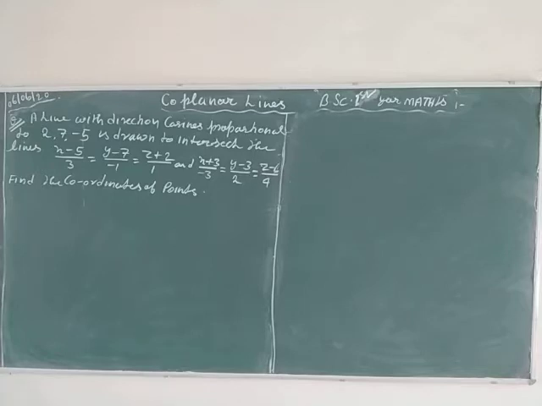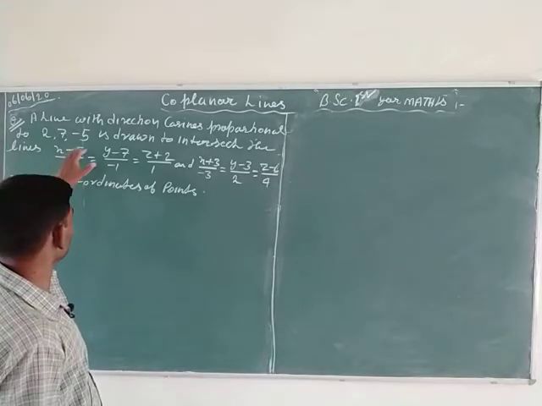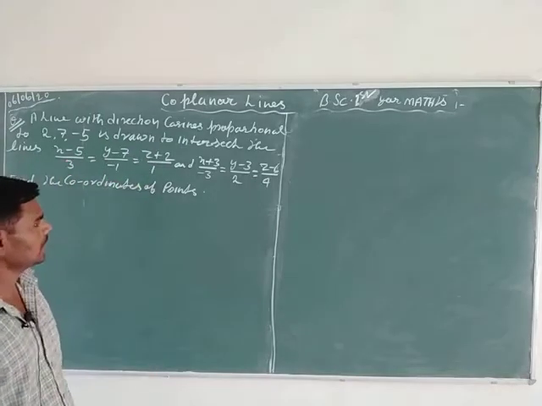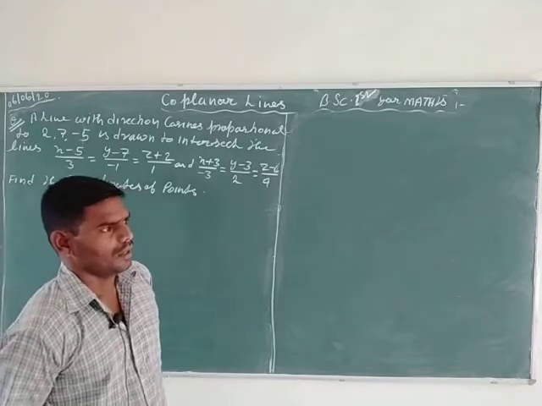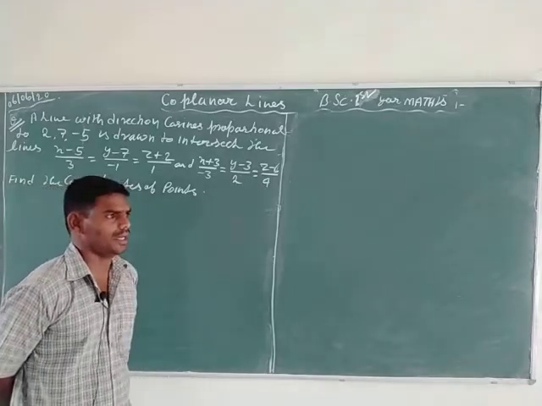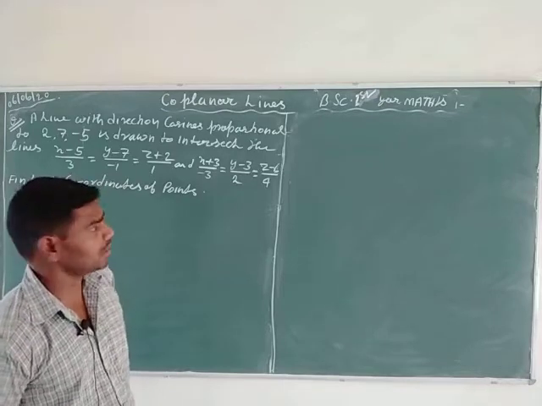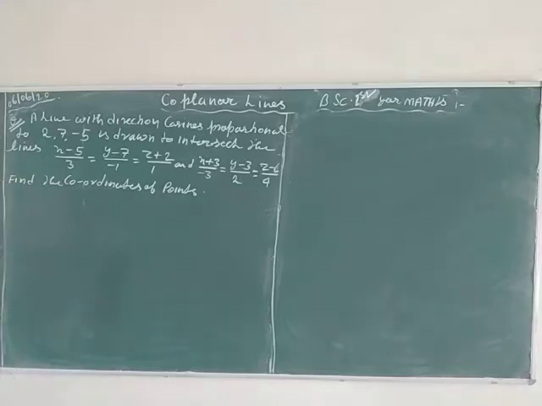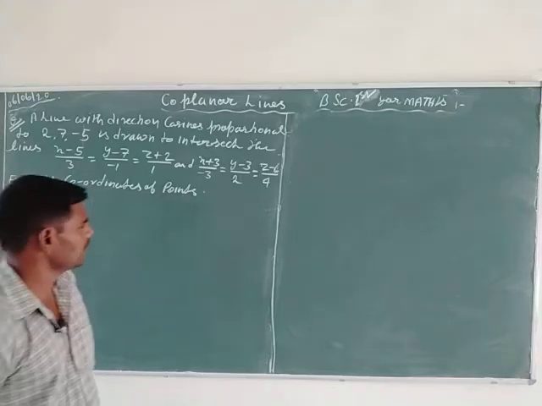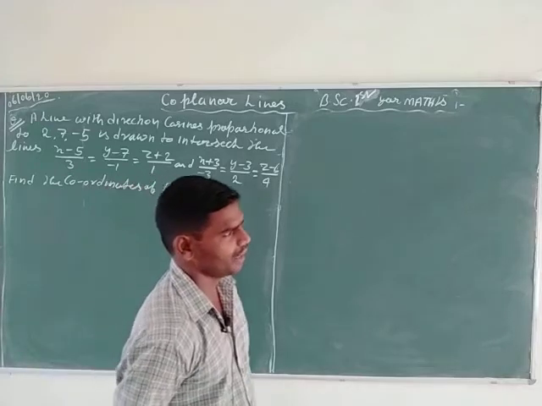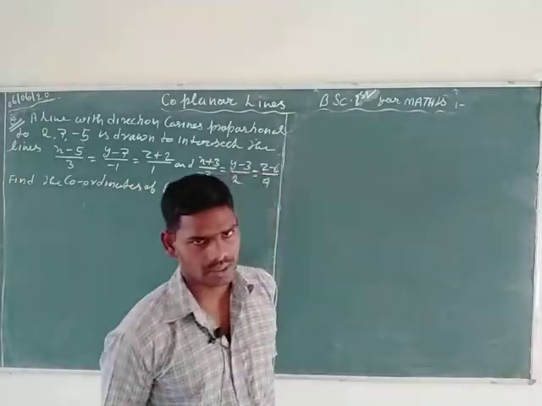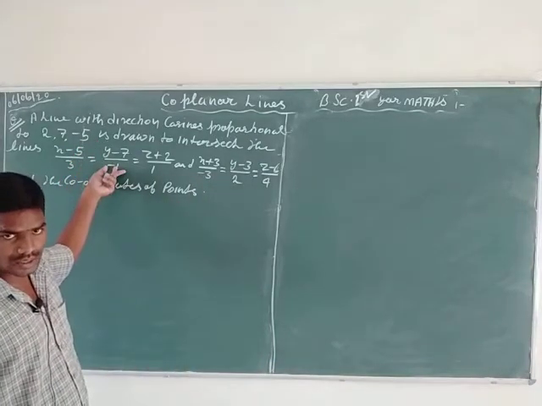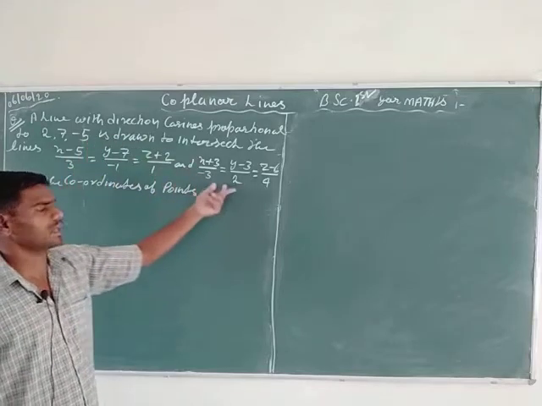In this question, a line with direction cosines proportional to 2, 7, -5 is drawn to intersect these two lines. Here in the question, the equations of two lines are given and an intersecting line whose direction ratios only are given, 2, 7, -5. The aim of the question is to find the coordinates of the intersecting points of the given line with the first line and with the second line.